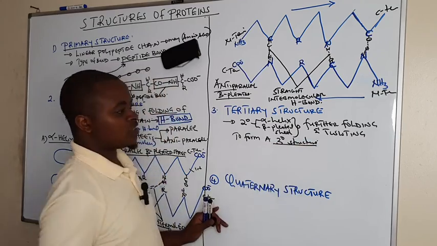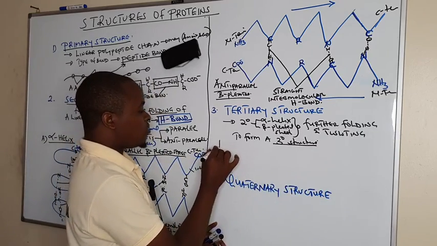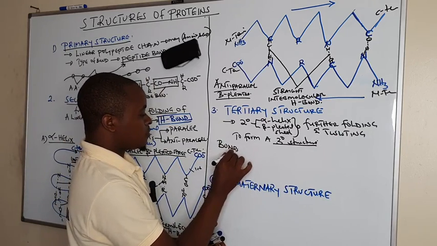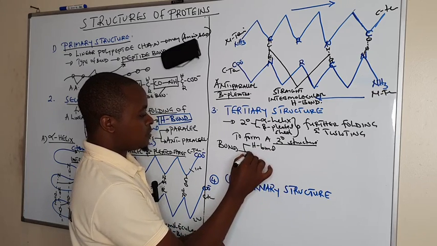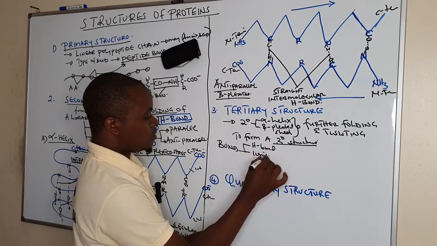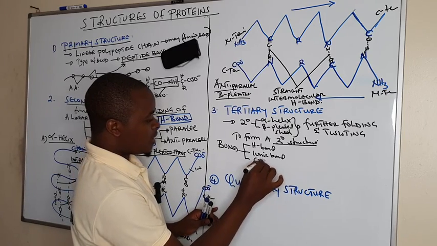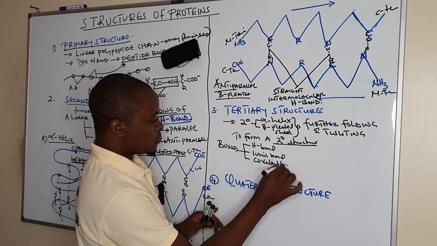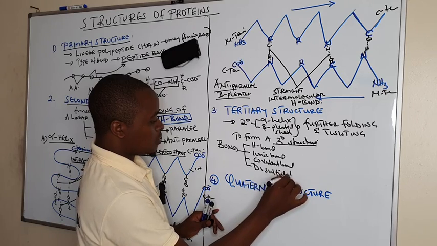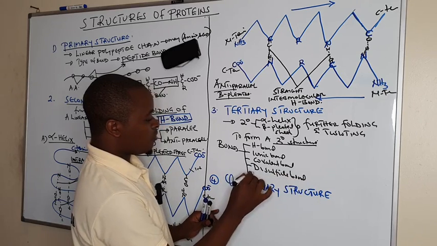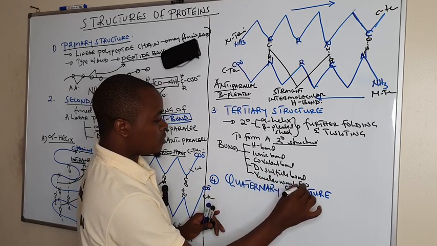And how is the tertiary structure formed? What causes the further folding and twisting? This one is formed by bonds which include hydrogen bond. It includes ionic bond. It includes covalent bond. It has disulfide bond. And it also involves van der Waals forces.